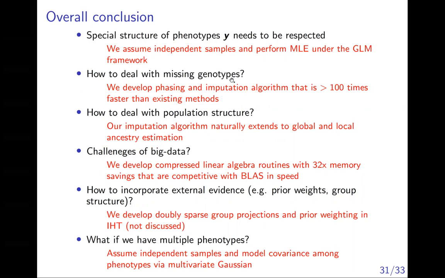How do we deal with missing genotypes? In order to impute these missing genotypes, it is very slow. So we developed a very fast phasing and imputation algorithm. And it turns out that this will allow us to partially deal with the population structure of the data.